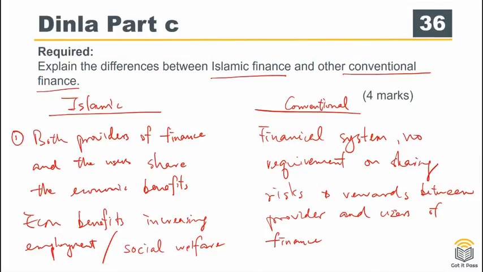So it's only about 4 marks. You have to spend about 7 to 8 minutes to complete these discursive questions, in which the key points you have to mention are, first, the principle. Islamic finance is concerned about economic benefits with a wider scope, and the providers and users of finance should share the economic benefits. And for conventional finance, there's no such principle about risk and reward sharing.